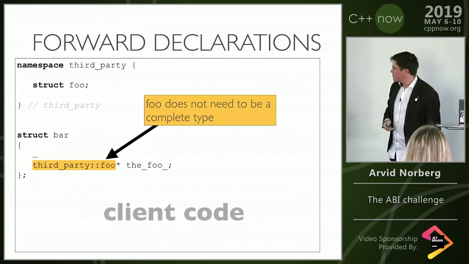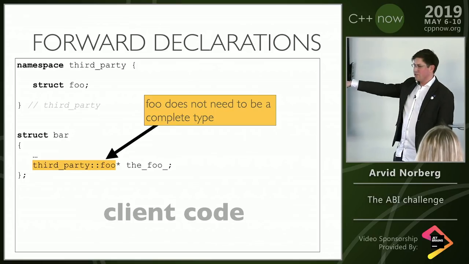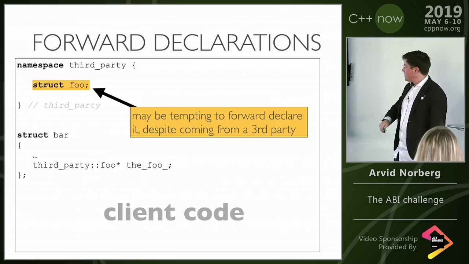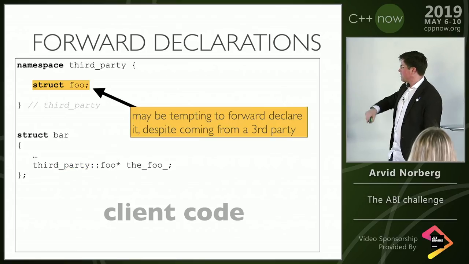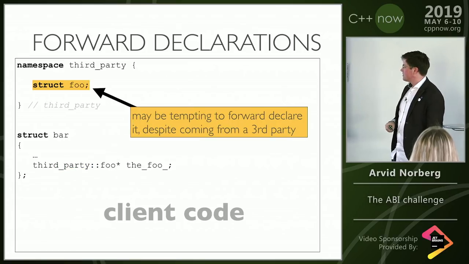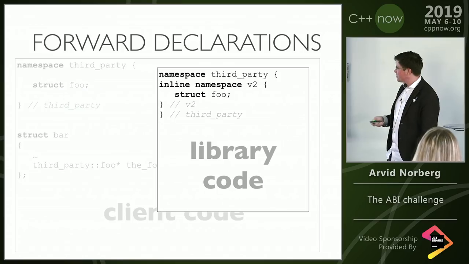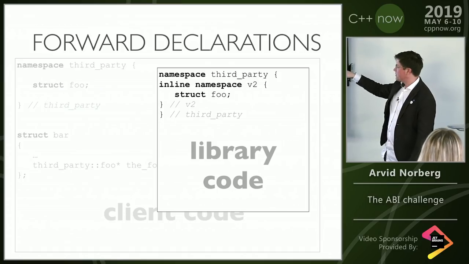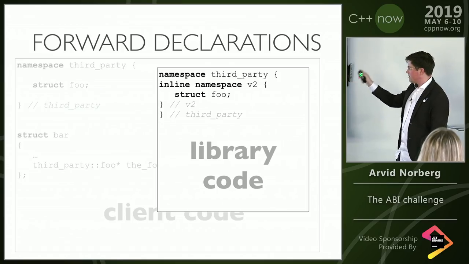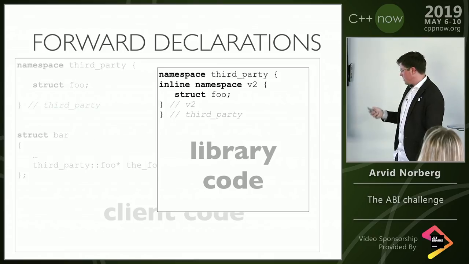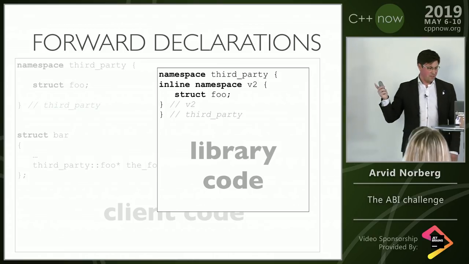Right, sorry, the slide behind. That does not need to be a complete type because it's a pointer. It might be tempting to just forward declare foo, even though it comes from a third-party library. The third-party library could look like this. It could have an inline namespace v2 struct foo, in which case your code will not link against this. There are other reasons, obviously. This is bad also.